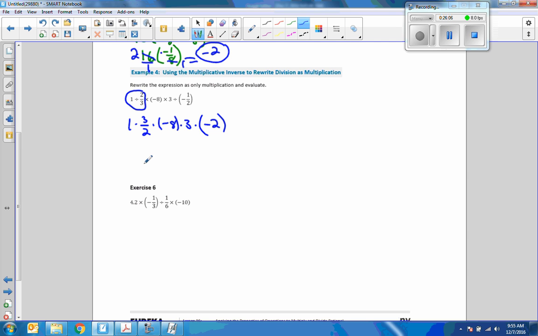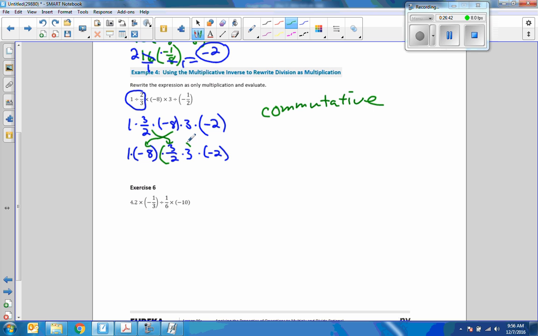Now I'm going to rearrange this. I'm going to say 1 times negative 8. I don't need that dot there, but I'll put it. So I'm putting this here, and then I'm going to say times 3 halves times 3 times negative 2. So what did I just do? This went here, this went here. What property is that? Okay? Why did I do that?